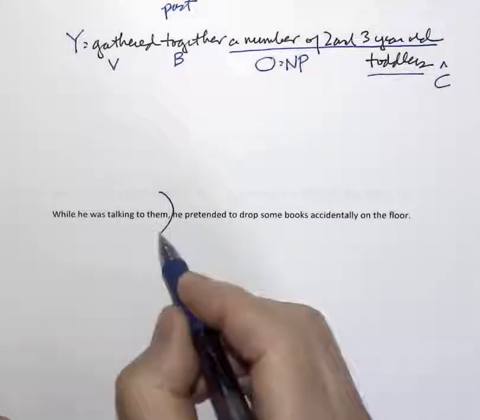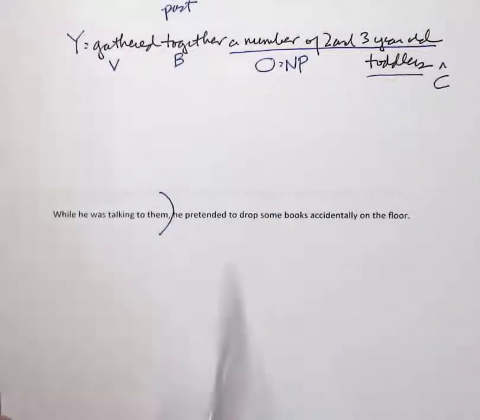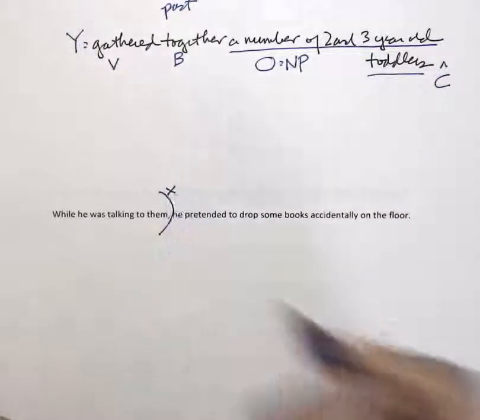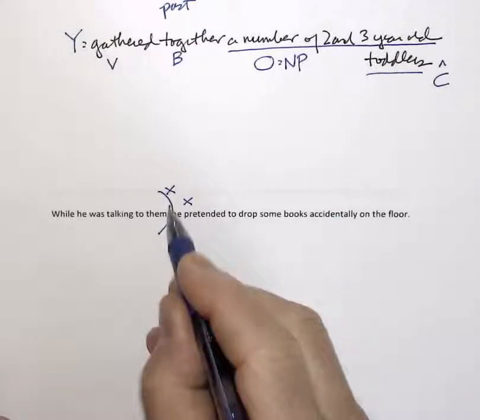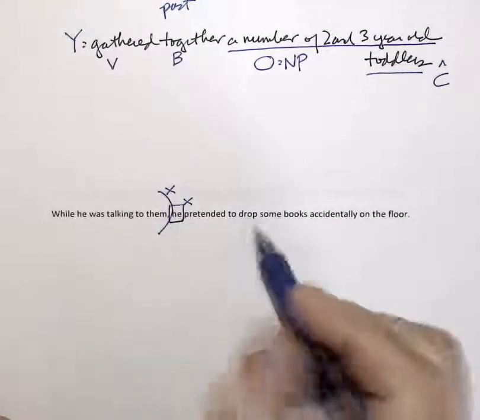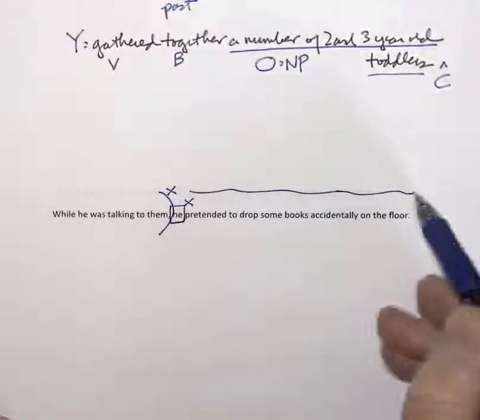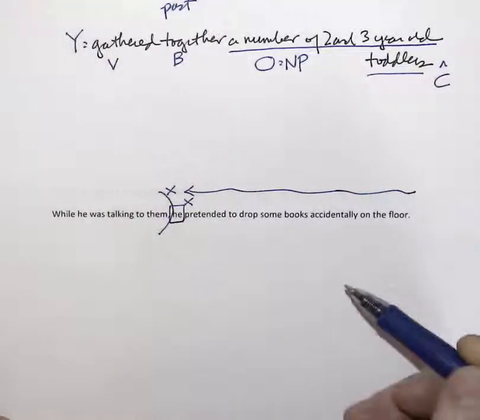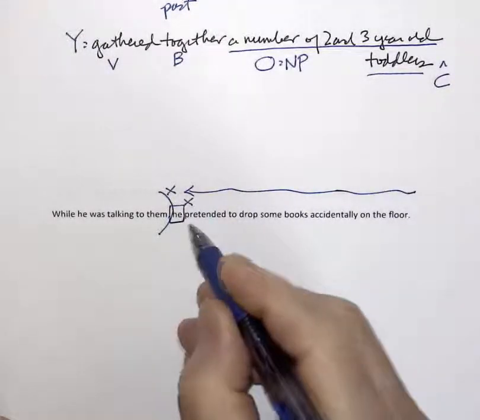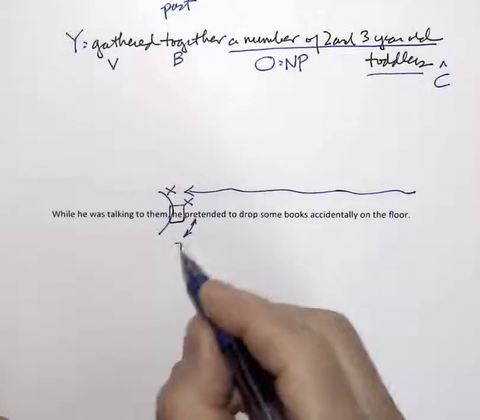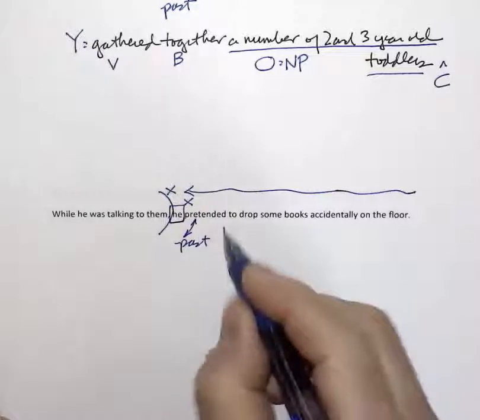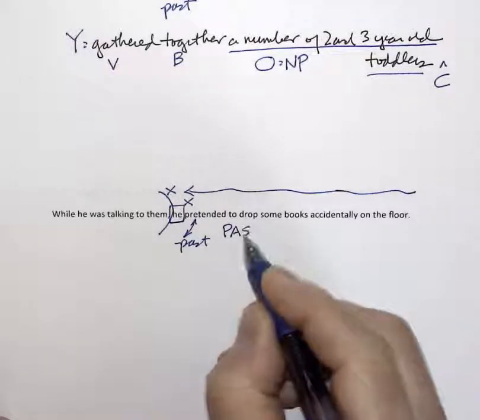So the shifter, while he was talking to them, he pretended to drop something. He did not pretend. He is the subject. Predicate. And the ties. Pretended ties with the past. It's the past form.